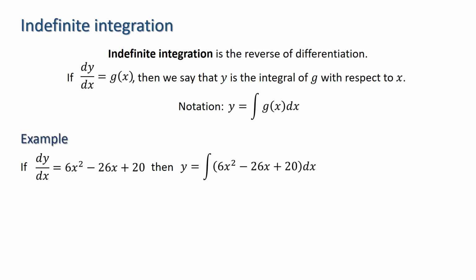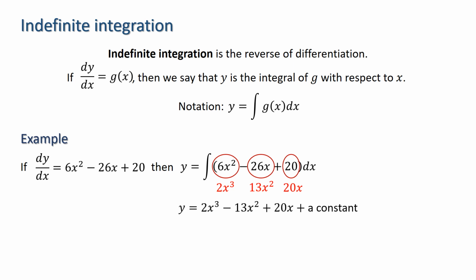We can deal with this integral term by term. Well, we know that if we differentiate x cubed, we get 3x squared. Thus, 2x cubed differentiates to 6x squared. Turning to the second term, we know that differentiating x squared gives 2x. Thus, 13x squared differentiates to 26x. Finally, we know that differentiating a linear term gives a constant value. Thus, we have 20x. Putting these together, we have the result 2x cubed minus 13x squared plus 20x plus a constant.